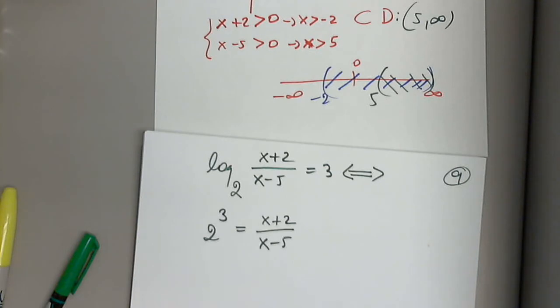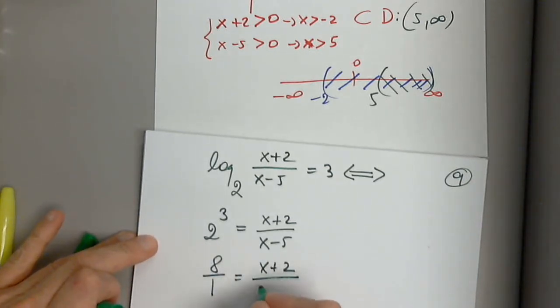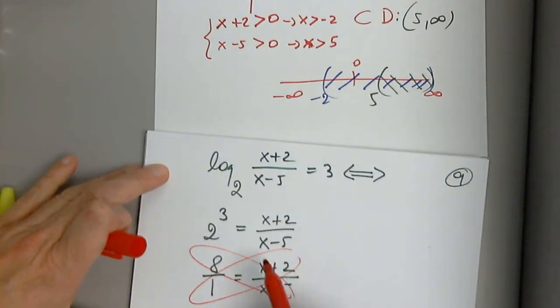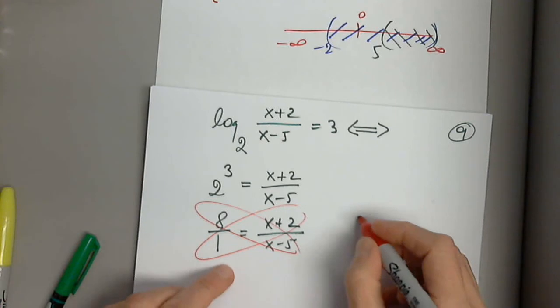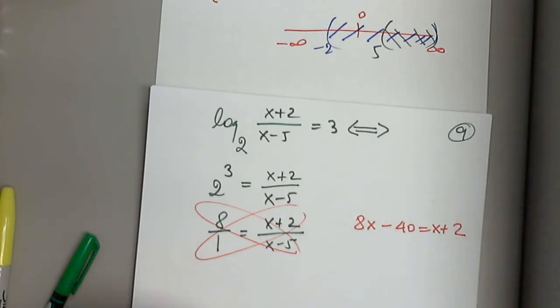Awesome. So this is 8 over 1 to trigger your memory, and on the other side I have this. What am I getting at? What am I really telling you here? Exactly. So we started with a log equation and we ended up with a rational one. And now, yes, I will have to cross multiply. And I have 8x minus 40 equals x plus 2.